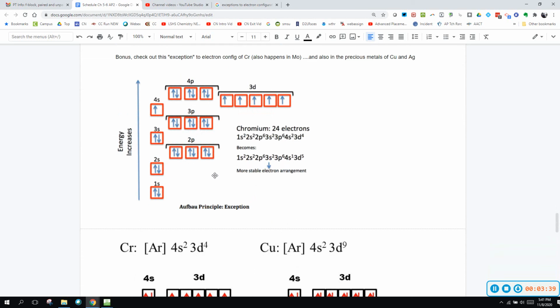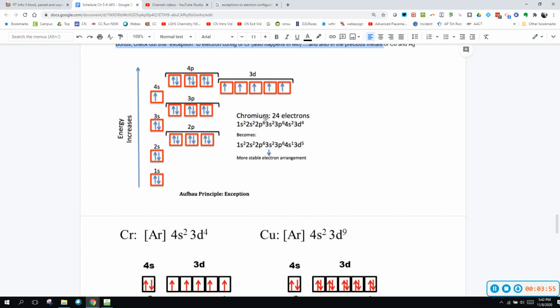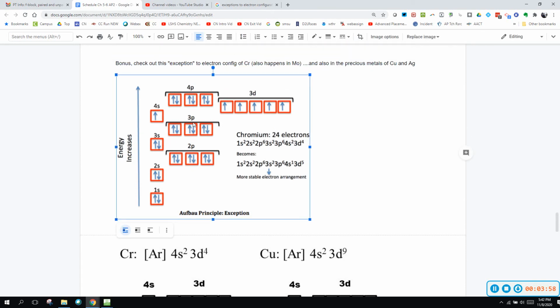All right, here's a little bonus of some paired and unpaired electrons with some exceptions to the electron configuration. Chromium and molybdenum happen to be a group or a family on the periodic table that have exceptional electron configuration. Also, the precious metals of copper and silver have this. You can see right here is the element chromium. Chromium would normally have 4s2, and then it would go to the 3d, and it would have 1, 2, 3, 4, but one electron would be promoted into the 3d, giving you 1, 2, 3, 4, 5, 6 unpaired electrons like that. So it's changed from 4s2 3d4 to 4s1 3d5.